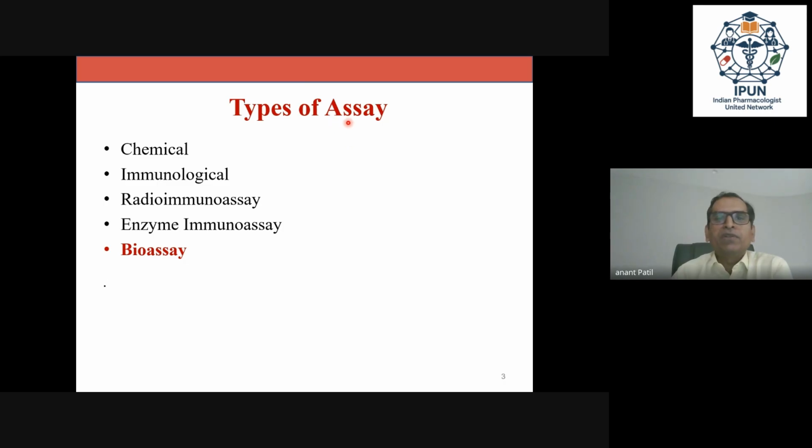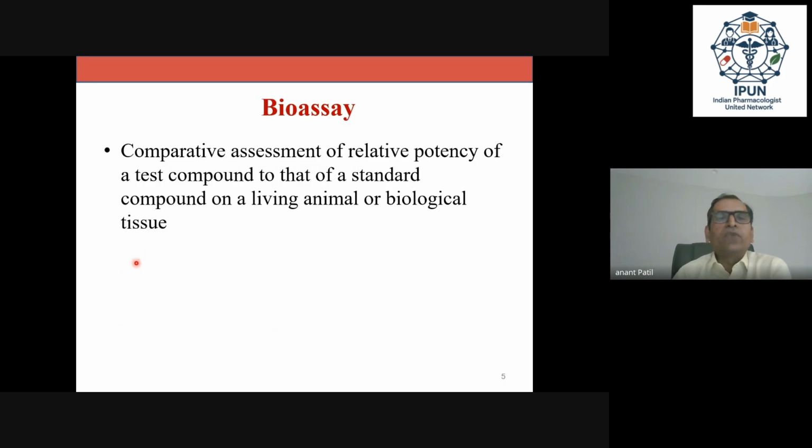So the assay is estimation. We can do that qualitatively, we can do that quantitatively. Now there are different types of assays: chemical assay, immunological assay, radioimmunological assay, enzymatic immunoassay. But the focus for today's discussion is about the bioassay. Now let's focus about bio. We define what is meaning of assay. Assay is estimation. If I do that estimation using a biological tissue, either it could be whole animal or it could be isolated tissue. So estimating something either in the whole animal or in the isolated tissue, that is called as the bioassay.